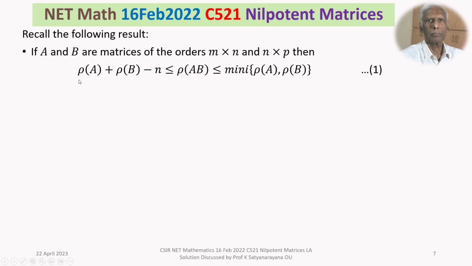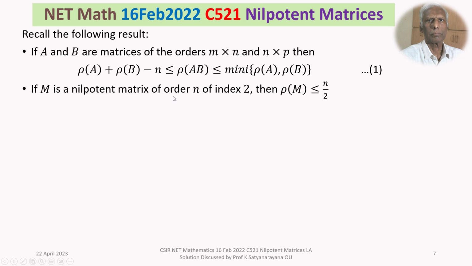Then, the result says rank of A plus rank of B minus n, the number of columns of A, which is equal to the number of rows of B, is less than or equal to the rank of the product AB, which is less than or equal to the minimum of rank of A and rank of B. Let's call this equation 1. If M is a nilpotent matrix of order n of index 2, then we will prove the rank of the matrix M is less than or equal to n by 2.